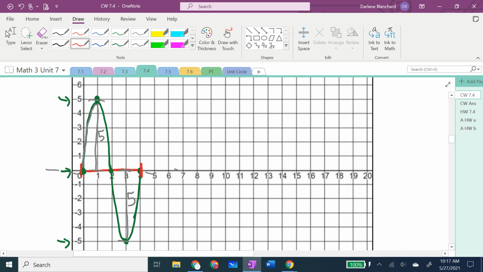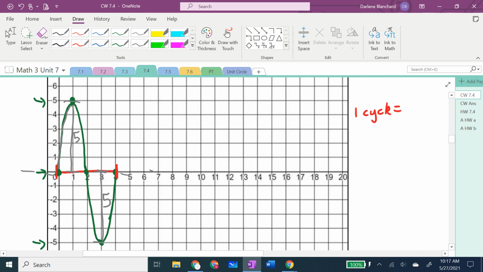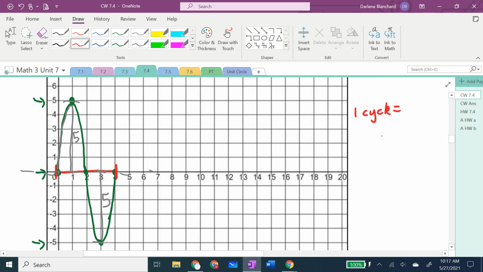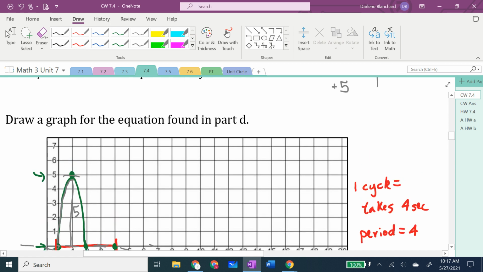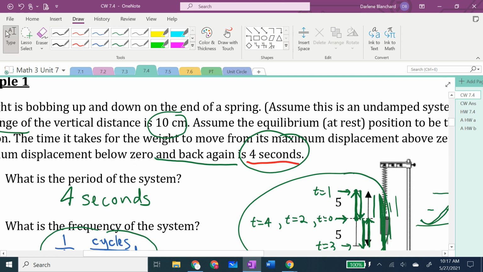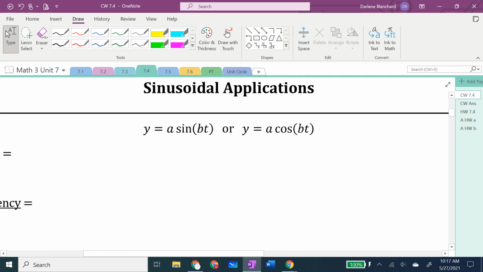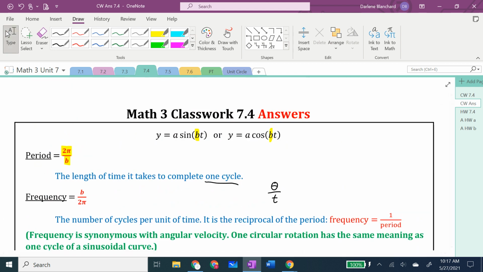How long does it take to go through a cycle? Four seconds, right? That means that's the period of the graph. And I talked about the formula. Let me go back here.